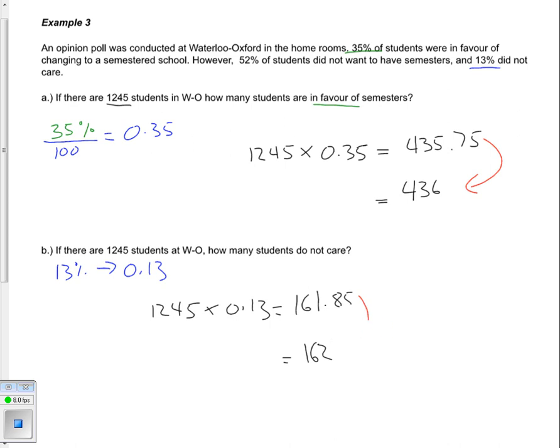So we want to try to be as accurate as we can, recognizing that we cannot have part of a person. Again, what you always want to do is take your percentages, convert them into decimals, multiply the total number by that decimal, and that gives you the number of people represented by that initial percentage.